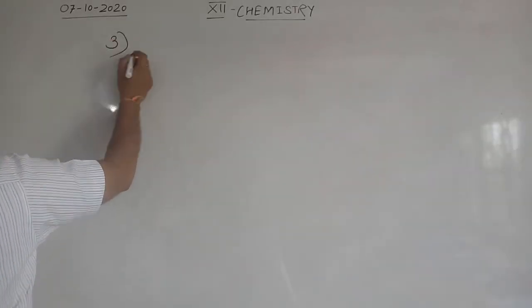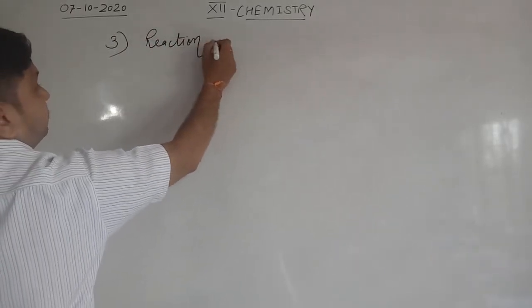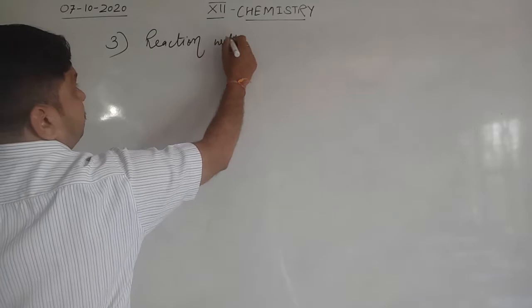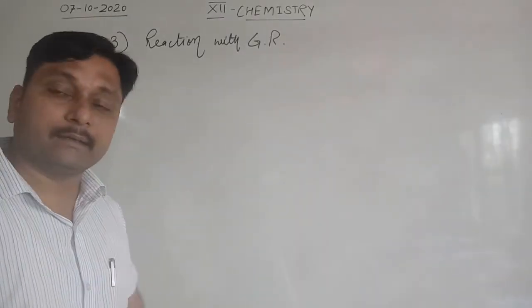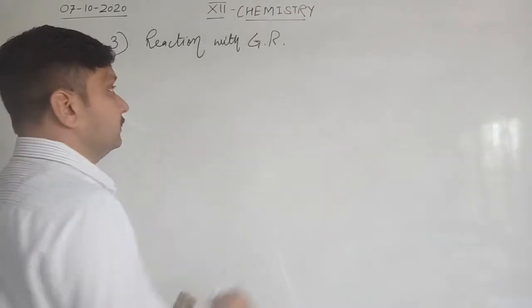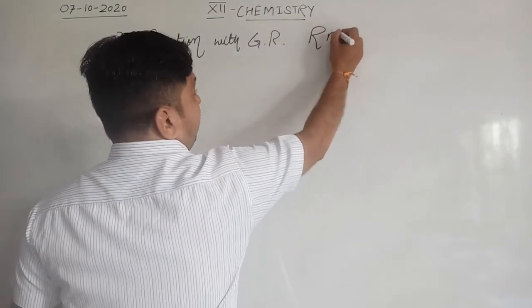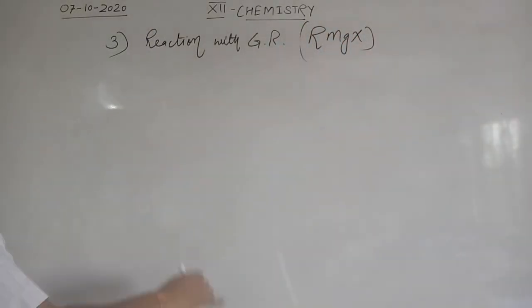The third one is reaction with Grignard. Reaction with Grignard reagent, that is GR. RMgX is known as Grignard reagent. The formula of Grignard reagent is RMgX. Clear?